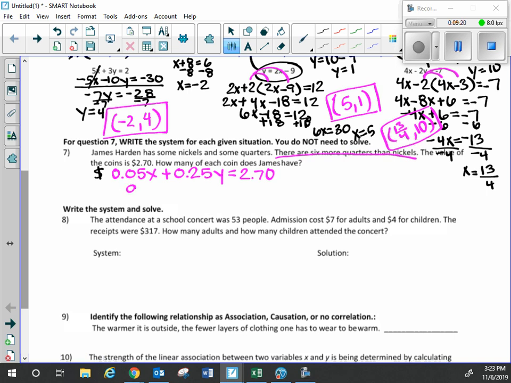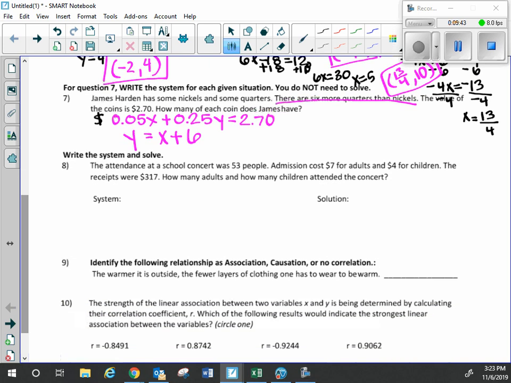So your quarters, which we said was y, is equivalent to x plus 6. So nickels plus 6. So there's your system. If you used Q and N, that's okay as well. All right, so the next one you want to write and solve.